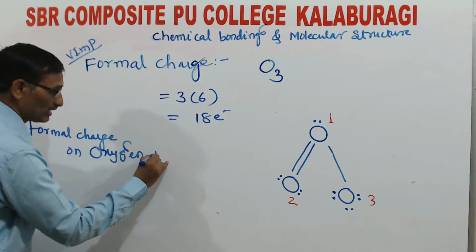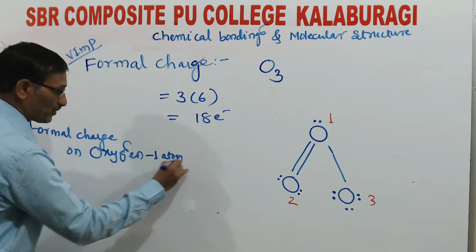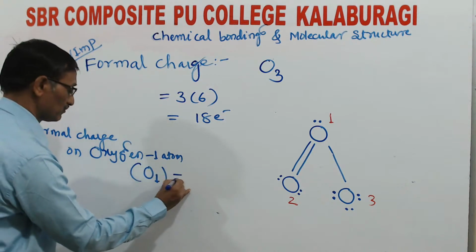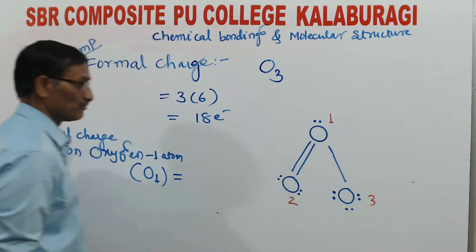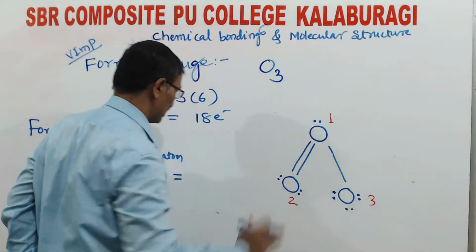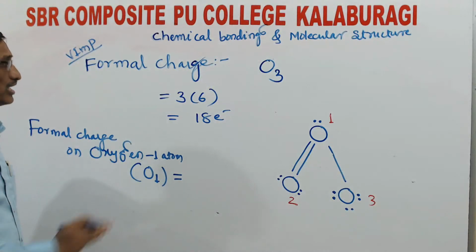Oxygen 1 atom. It is better we write it like this also, because all the atoms are the same, no? First you have to differentiate them: 1, 2, 3, you have to give the numbers. Now what is that formula?